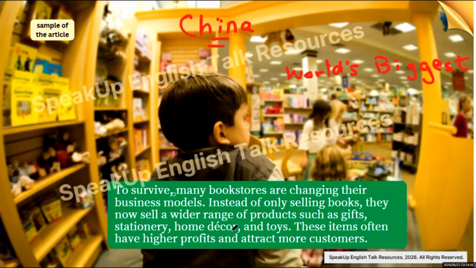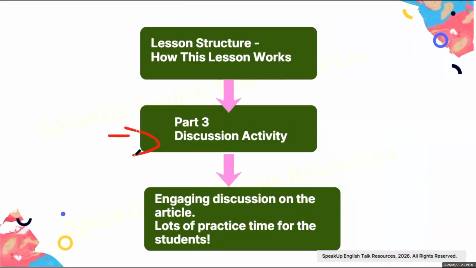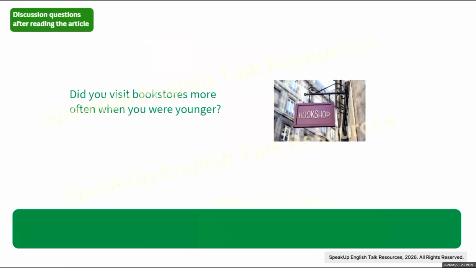After the article is done, we come to part three of the lesson, which is the key part of the whole lesson: a discussion activity. Now, this is where things can get interesting, and this is where you try to get the student to talk as much as they can, right? Usually I provide like 7 to 9 questions. They're all done for you, so it saves the teacher the time to come up with your own.